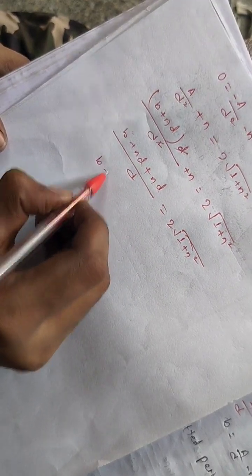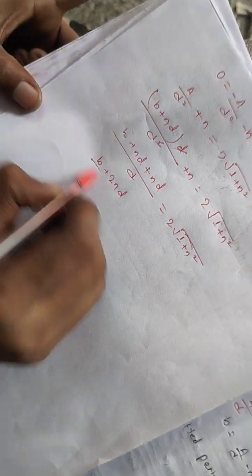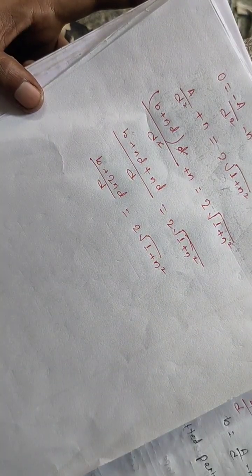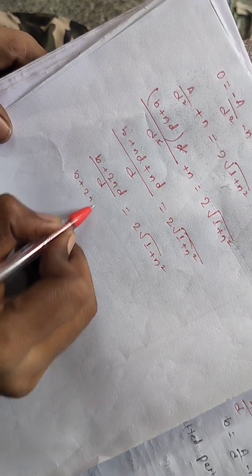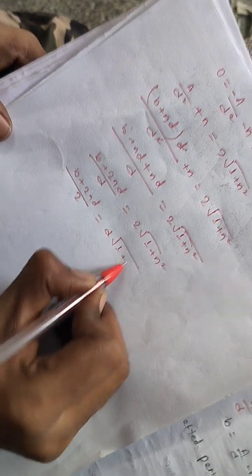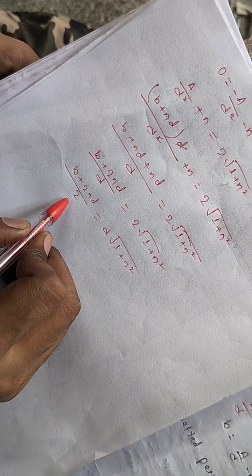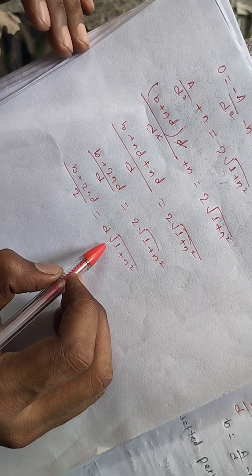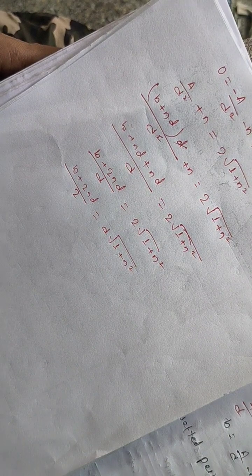Here if we take B plus 2nD, B plus 2nD by D will be equal to 2 root under 1 plus n square. If we cross multiply, B plus 2nD by 2, and if we take D on the right hand side, D times root under 1 plus n square, the condition we got is that B plus 2nD by 2 is the half of the top width of the trapezoidal section, and D times root under 1 plus n square is the side slope.